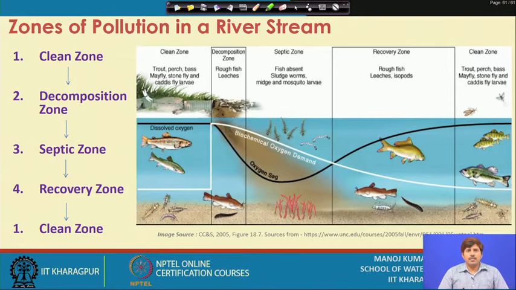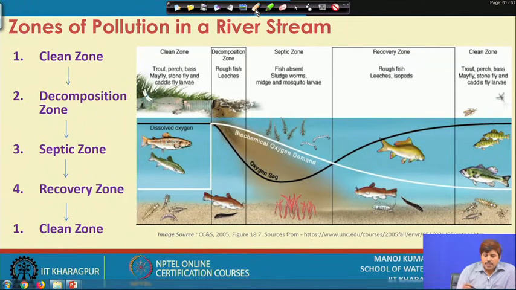If we see the different zones of pollution in a river stream, particularly when it is receiving a waste stream, what happens post that point? Typically there are 4 different types of zones which can be considered in a river when it is receiving a sewage or wastewater discharge. These 4 zones are the clean zone, decomposition zone, septic zone and recovery zone.